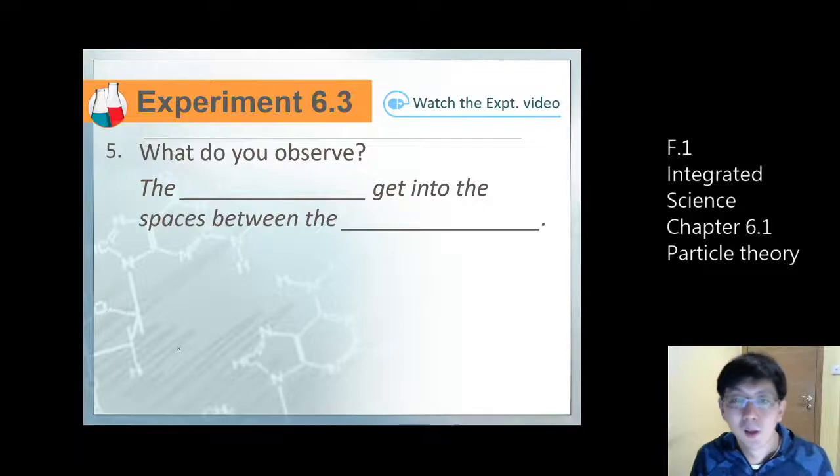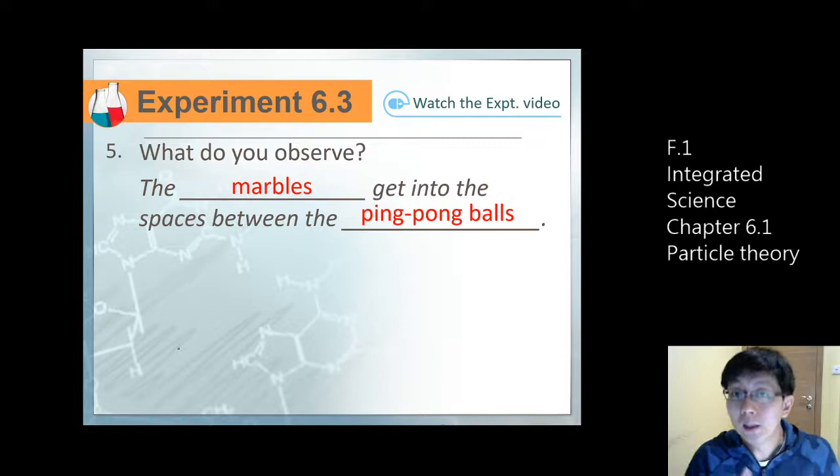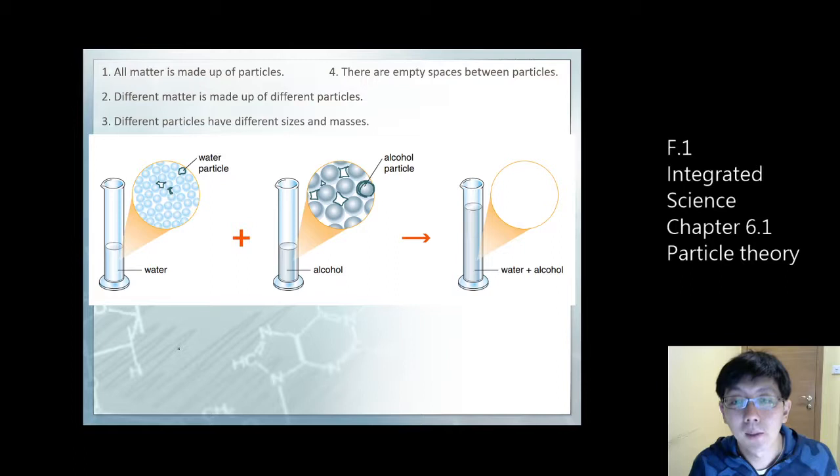好，今日嘅我又翻翻嚟啦。So, what can you observe for mixing different types of the balls? If you mix the marbles inside a ping pong ball, obviously the marbles will get into spaces between the ping pong balls. This is a model for the explanation. This illustrates what's happening inside the mixture of particles of water and alcohol.